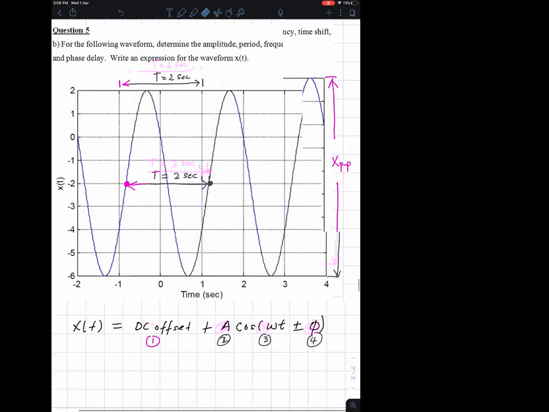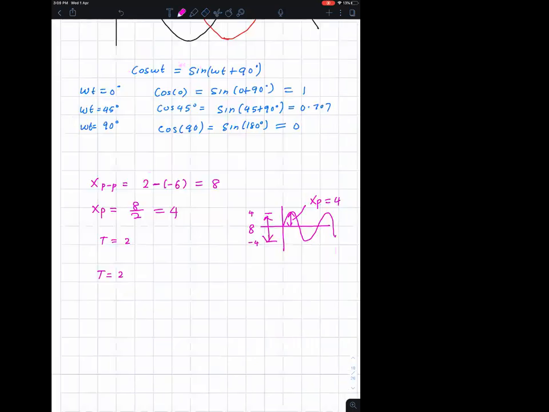Once you know the period, you can find the frequency. Frequency is what? 2 pi over T, right? 2 pi.